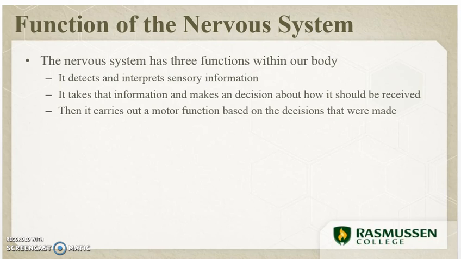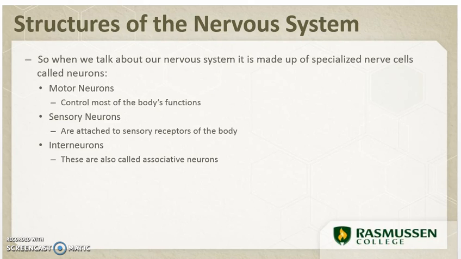Now when we start to talk about the nervous system, you need to know that it is made up of specialized nerve cells called neurons. And we have 3 types of neurons in our bodies. We have motor neurons, sensory neurons, and interneurons. Motor neurons will control most of the body's functions. They will cause your muscles to contract, your glands to secrete, and your organs to function.